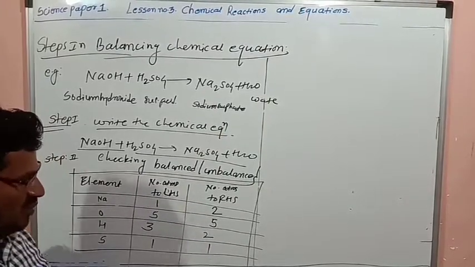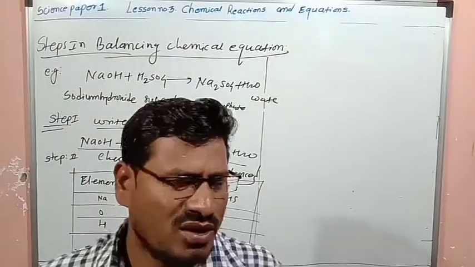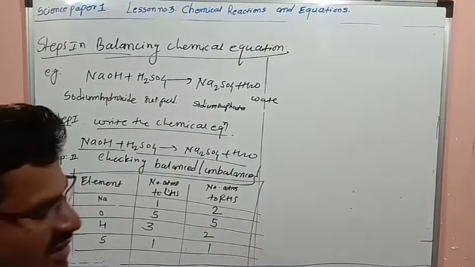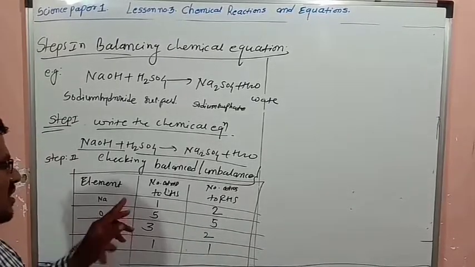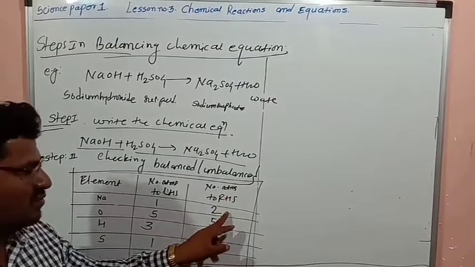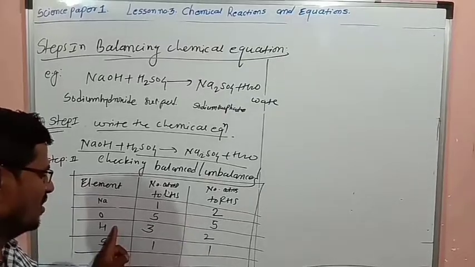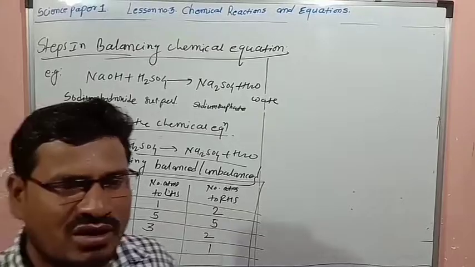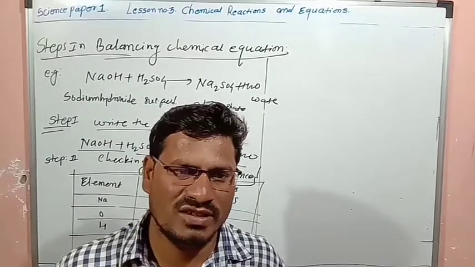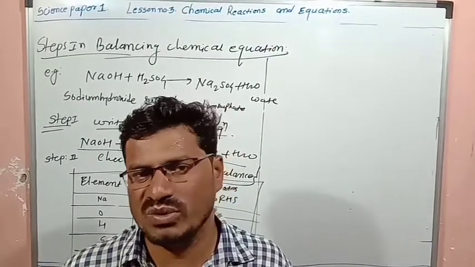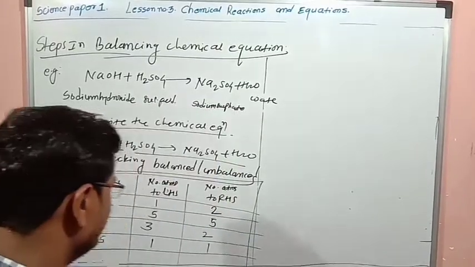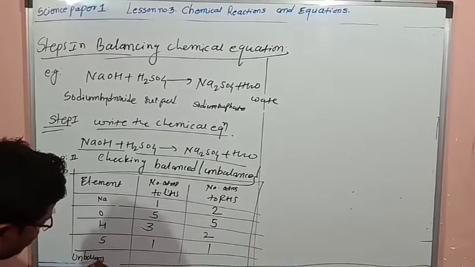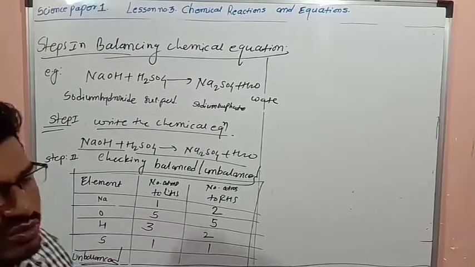So if you check each atom on the LHS and the RHS: sodium 1 on the LHS, 2 on the RHS; oxygen 5, 5; hydrogen 3, 2; and sulfur 1, 1. The number of atoms of each element on the LHS and RHS are not equal, so this chemical equation is unbalanced. So what to do for balancing?